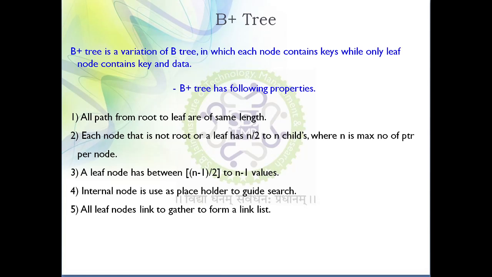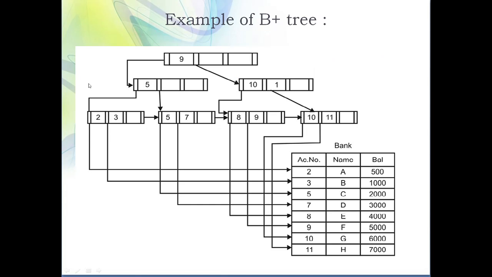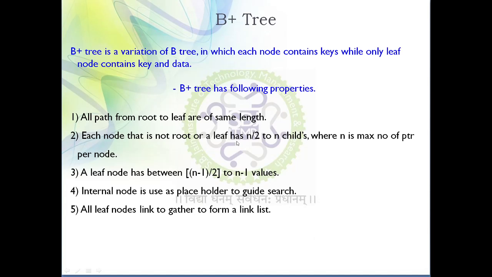So B+tree is a variation of B-tree in which each node contains keys while only the leaf node contains key and data. So what is the meaning of this? The non-leaf node contains only keys and pointers to the next child, but the leaf node consists of the key as well as the pointer to the record present in the table. So this is the main thing you should know about B-tree and B+tree.